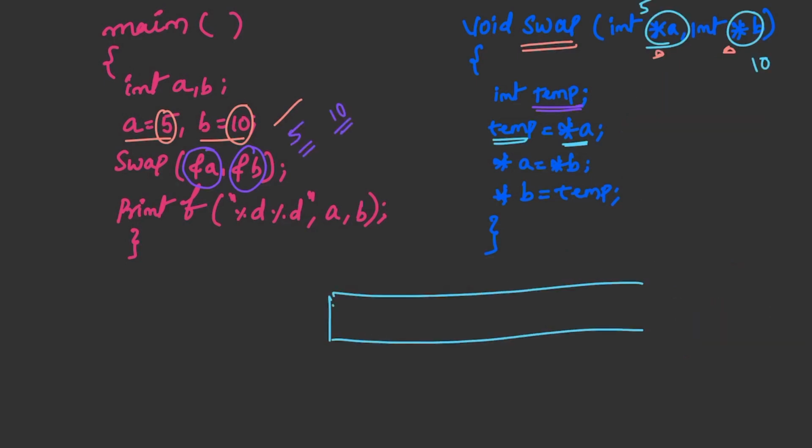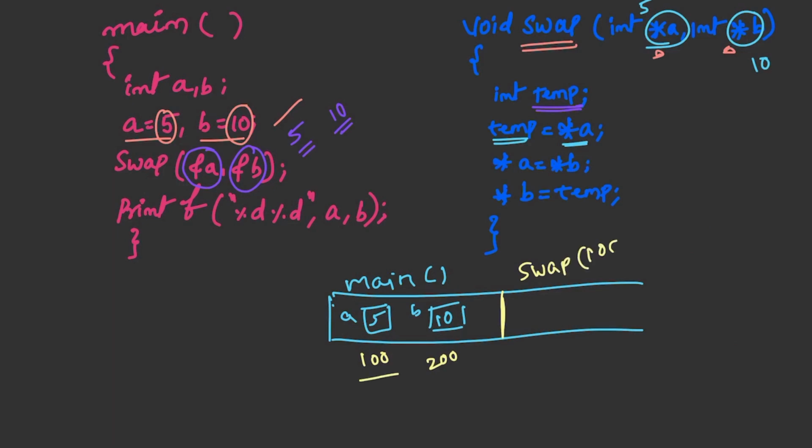Consider a stack here which has the main function, and it has two values, A is 5 and B is 10. Consider the memory locations to be 100 and 200 respectively. Now a function call has been made from here, that is, the swap function call has been made with the addresses. So 100 and 200 have been passed. A is storing 100 and B is storing 200. Let's say these are at the address locations 500 and 600 respectively.